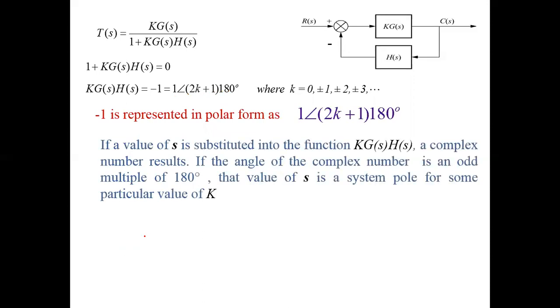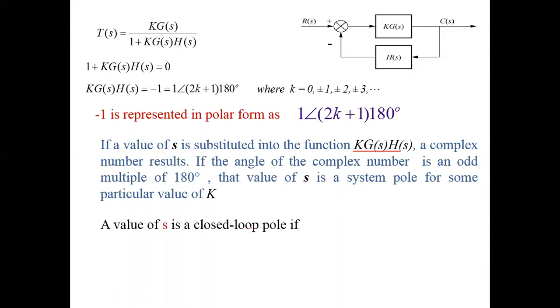If a value of s is substituted into the function, a complex number results. If the angle of the complex number is an odd multiple of 180, that value of s is a system pole for some particular value of k. So by this we can check for any value of s whether it is included in the root locus or not.